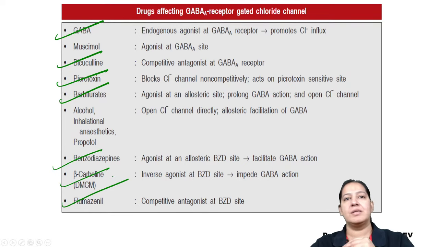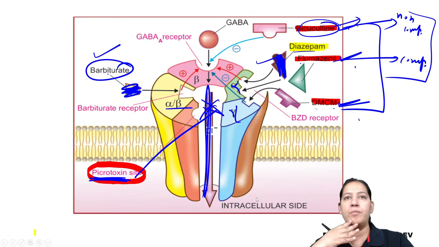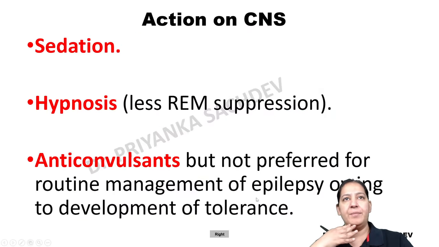Read their definitions. Who is agonist? Who is antagonist? Who is inverse agonist? You should have a look over them. Many MCQs are framed from this table. Now don't learn this table. Understand the table from this diagram.